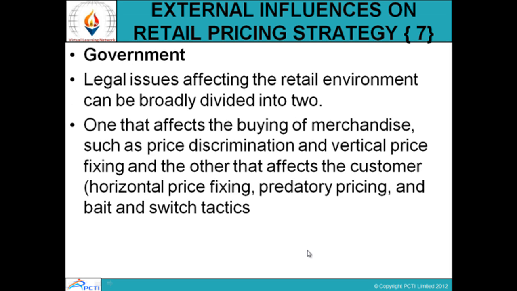Government. Legal issues affecting the retail environment can be broadly divided into two. One that affects the buying of merchandise, such as price discrimination and vertical price fixing, and the other that affects the customer: horizontal price fixing, predatory pricing and bait and switch tactics. So these are some of the things, one that affects the buying of merchandise, such as price discrimination of the retailer, as well as the customer.